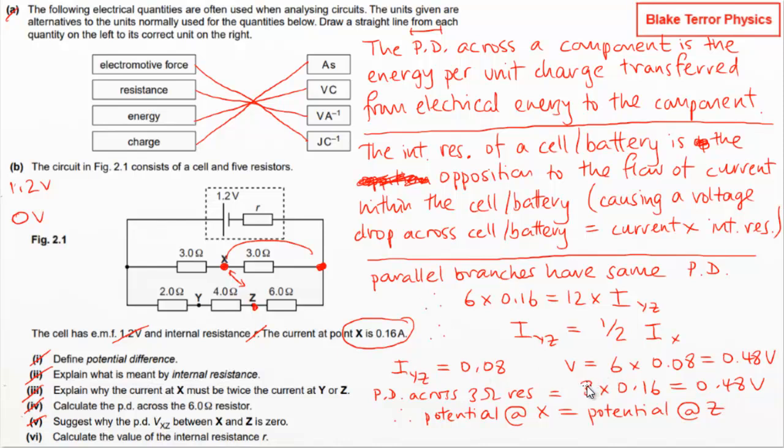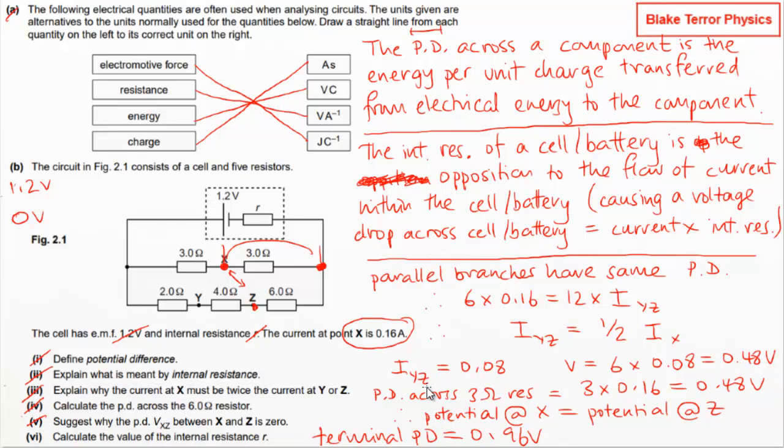Calculate the value of the internal resistance r. Okay, well, we know that we've got 0.48 volts across half of each branch. So that we know that, therefore, the terminal PD is equal to 0.96 volts. So that has to be what our terminal PD is.